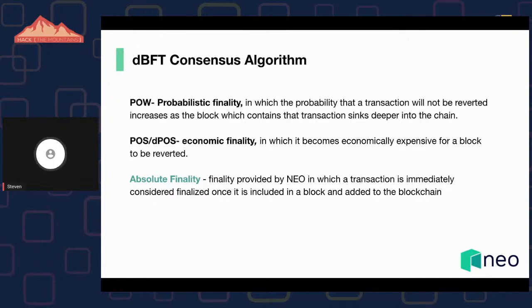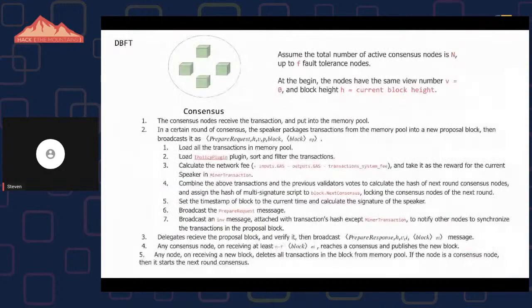It's also called single block finality, which means when the transaction is created and packed into the block, it's finalized and included immediately and has no ability to be reverted. That's the dBFT algorithm. It's very good for some financial applications. And the dBFT algorithm has a number of steps.